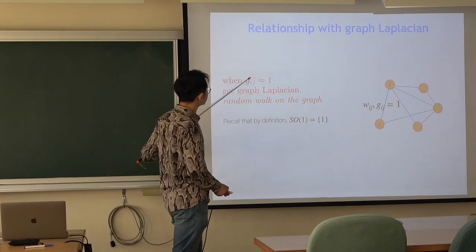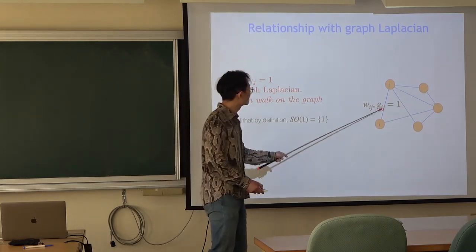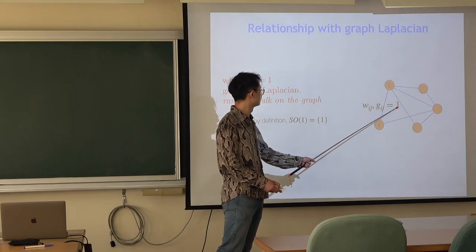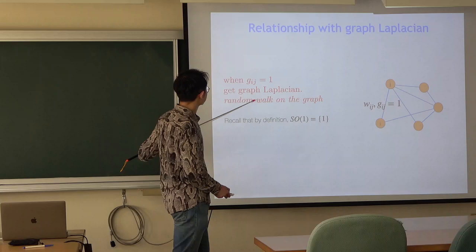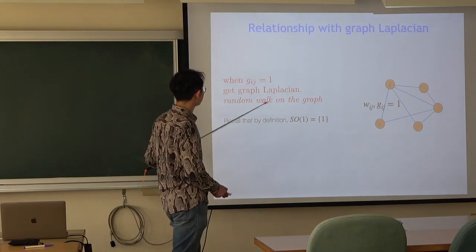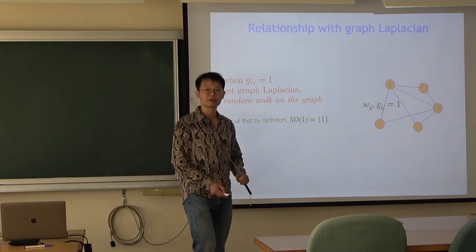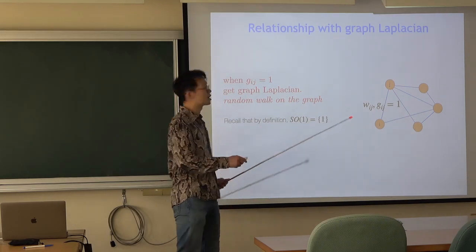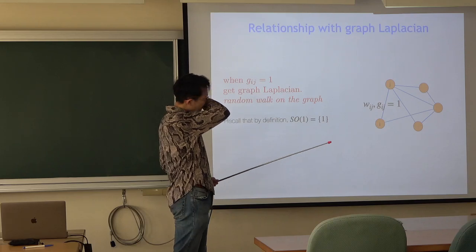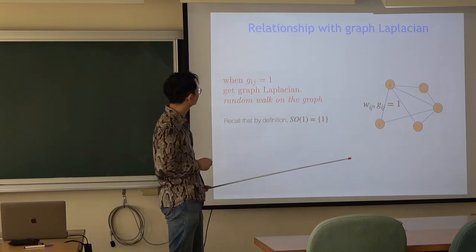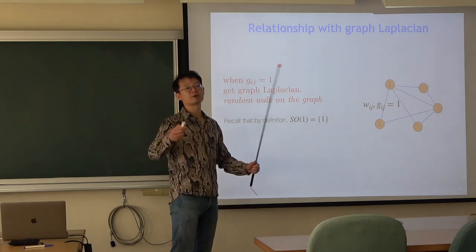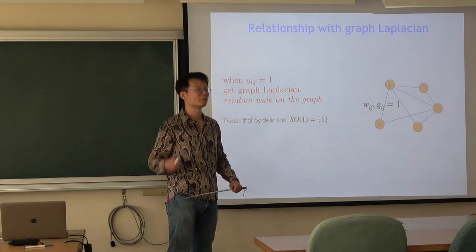Okay, so what we say is, when the group relationship is trivial, totally trivial, just 1, then we just get a graph Laplacian. And the graph Laplacian will describe the random walk on the graph. That is D inverse W, right, will be the random walk on the graph. So that is a relationship with graph Laplacian. But in general, we have a group relationship, which makes things more complicated.